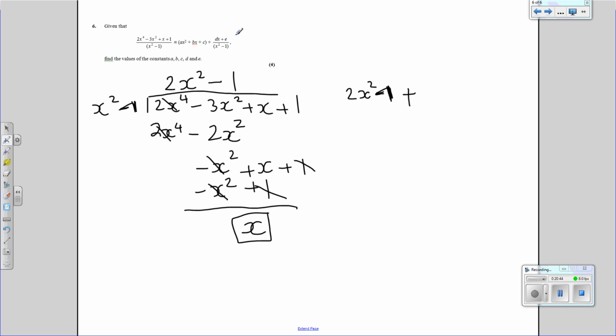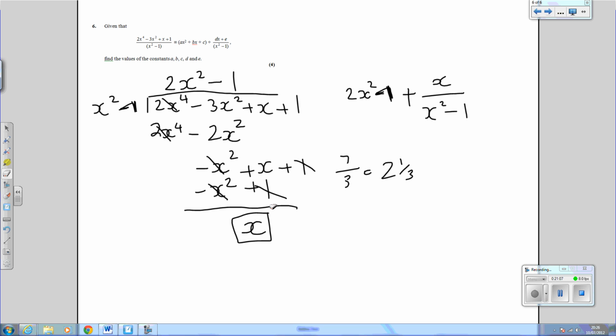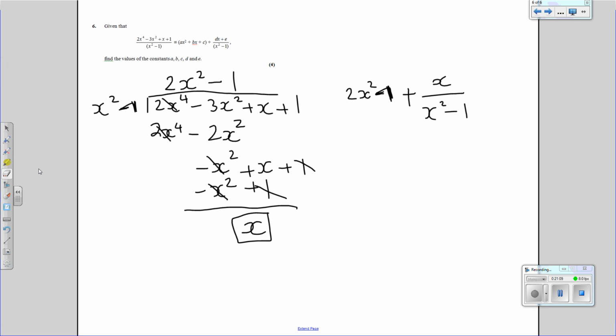and then this is your remainder, which goes on top, and it's always over what you're dividing by in the first place. If that confuses you, just think of something like 7 divided by 3. The answer is 2, and the remainder is 1, and it goes back over what you were dividing by, so it'll be 2 and 1/3. It's just exactly the same with algebra. Let's get rid of that. Doesn't confuse anybody.